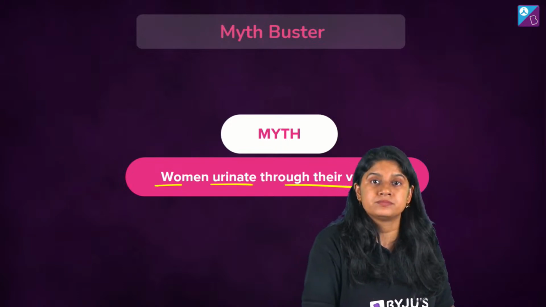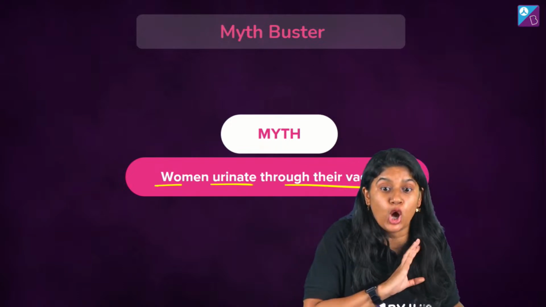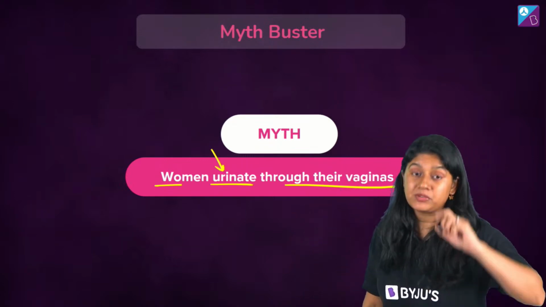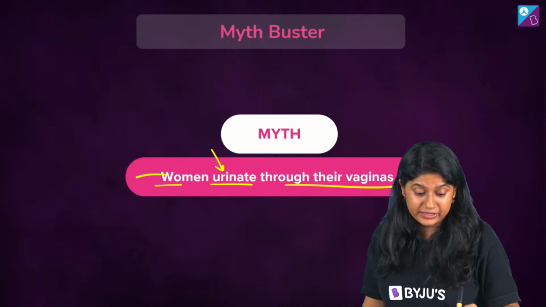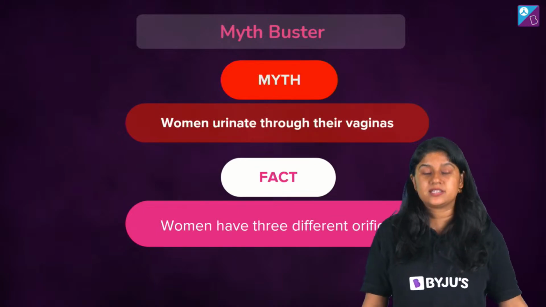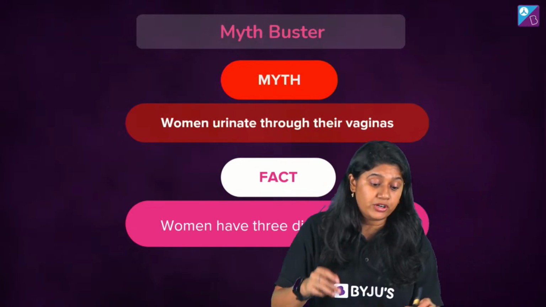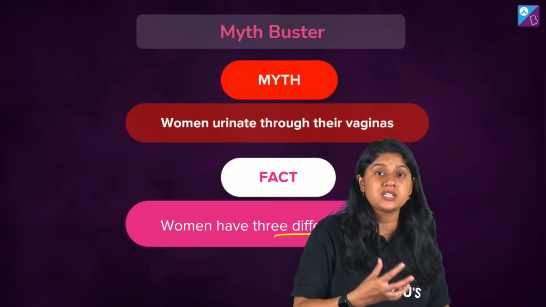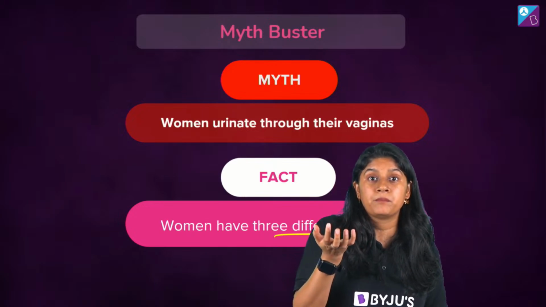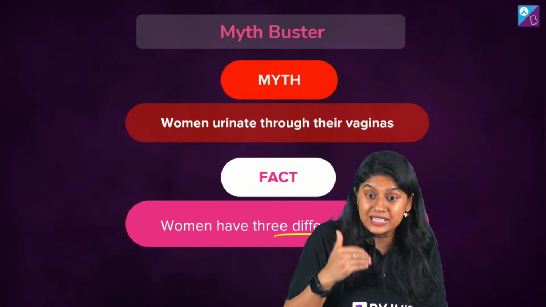So the myth is that women urinate through their vagina. It's a kind of myth. It's not the reality, right? Women do not urinate or release urine from the vagina. That's not the reality. This is absolutely incorrect. It's a myth. But the fact is, women have 3 different openings, right? 3 different outlets, or we can say 3 different paths from where different things get released.